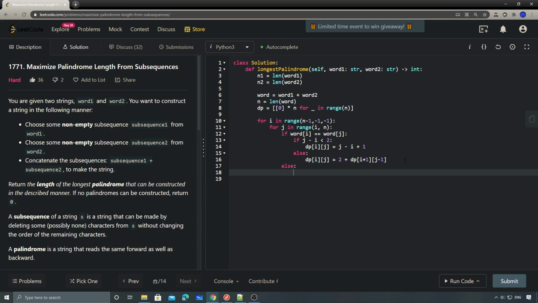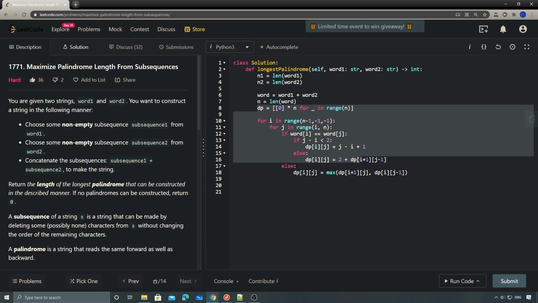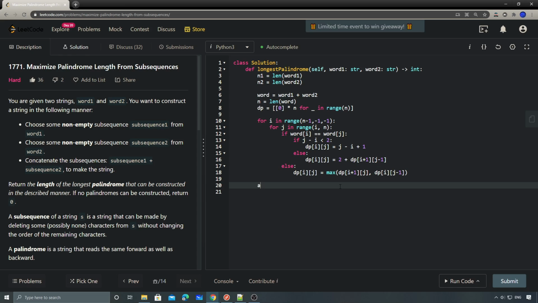Else, if the I and j are not the same, then we basically look for the max of dp I plus 1 j or dp I j minus 1, right? So that's how we calculate the longest palindrome for all the possible subsequences.